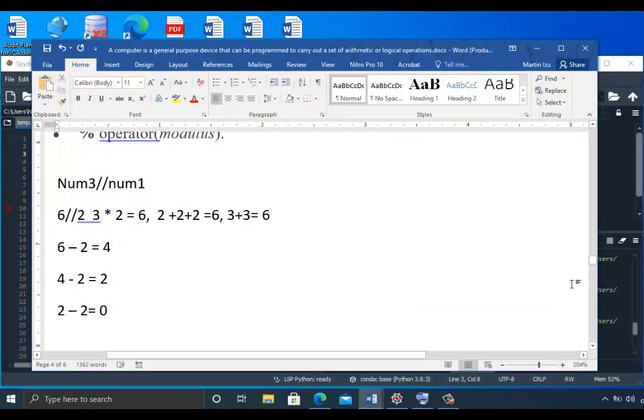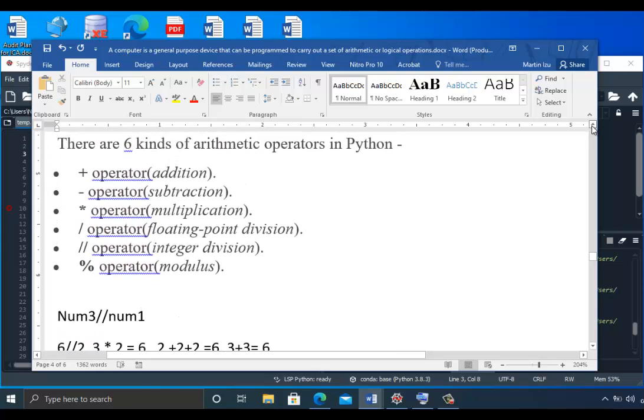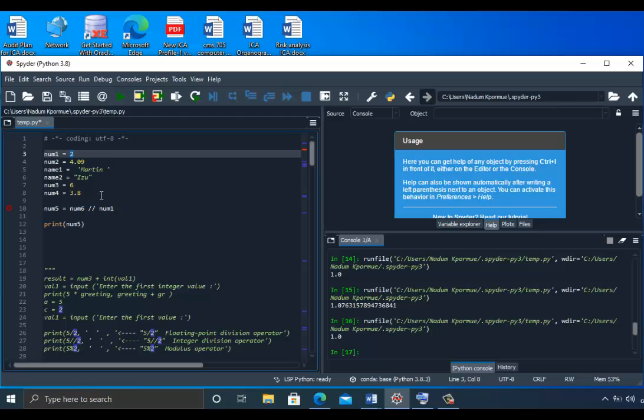The next operator we will look at is the modulus operator. The modulus operator, which is the percentage sign, is called the modulus operator in programming languages. It will return, at the end of the evaluation, the decimal part of that operation.